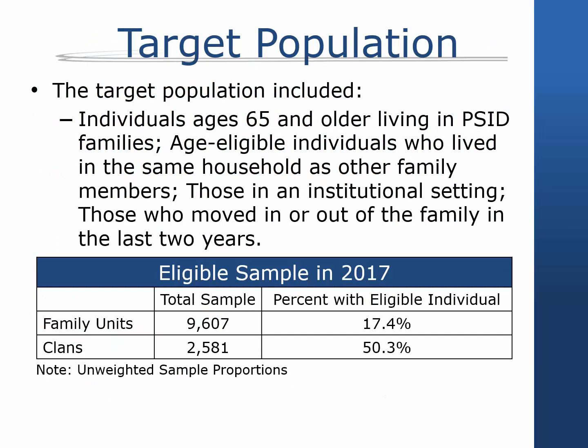In 2017, the AD8 items were asked to over 2,200 individuals ages 65 and older living in PSID family units. The target population included age-eligible individuals who lived in the same household as other family members, in an institutional setting, or who moved in or out of the family in the last 2 years.